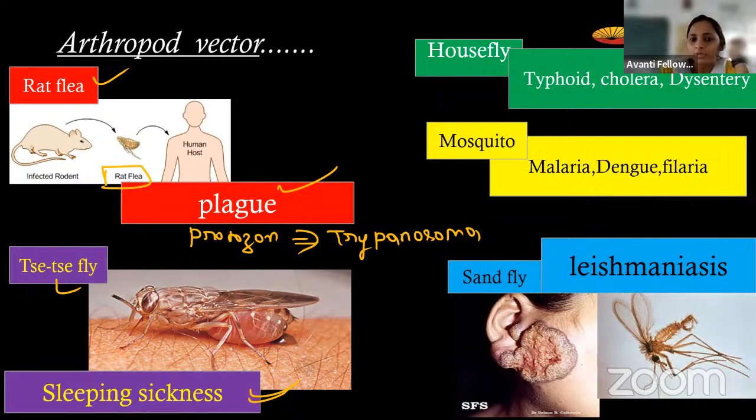Then coming to the housefly: typhoid, cholera, dysentery, and amoebiasis all come through the housefly. Then coming to the mosquito, everyone knows that, right? From the mosquito you get malaria, dengue and filaria. Remember that malaria, dengue and filaria are by the mosquito. And leishmaniasis is by the sandfly. So these are all the arthropod vectors which cause disease, acting as an indirect method of transferring the disease.